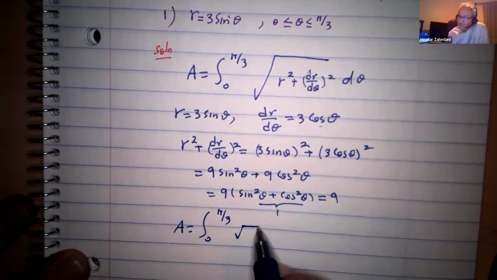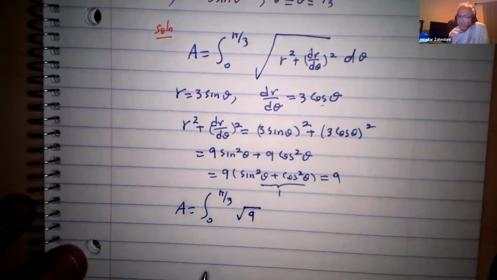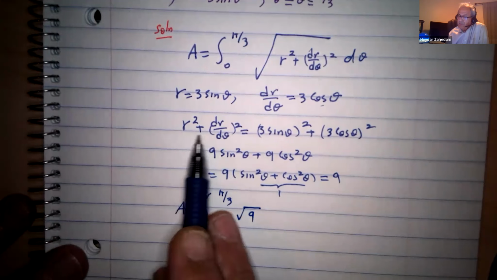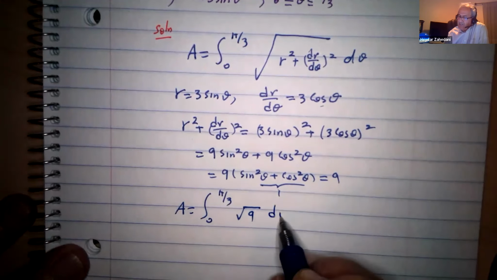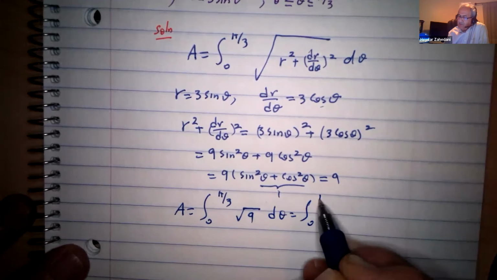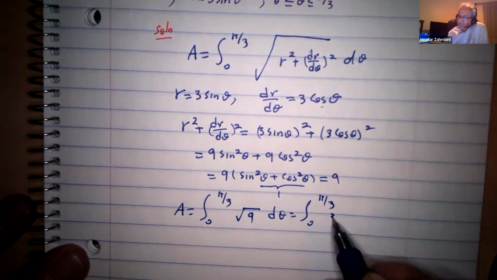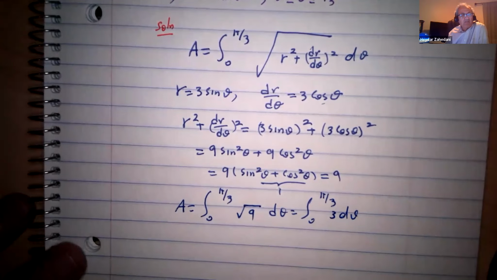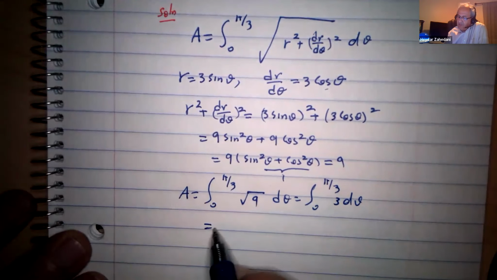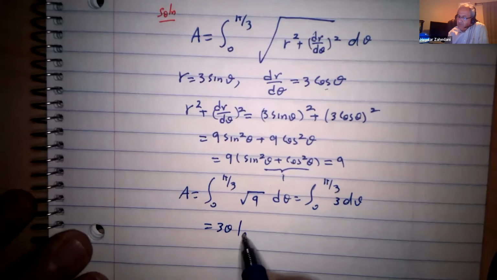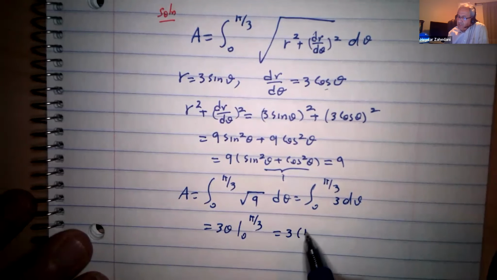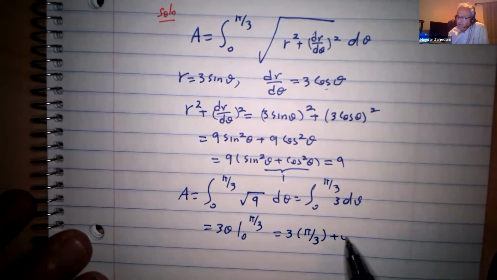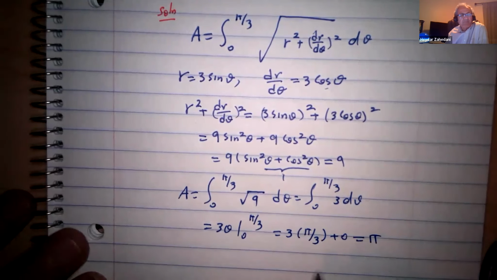the square root of 9. Because this is r squared plus dr d theta, which is equal to 9, d theta. So simply it's going to be 3. So the integral of the 3 would be 3 theta, evaluated from 0 to pi third. So it's going to be 3 times pi third plus 0, which is pi.